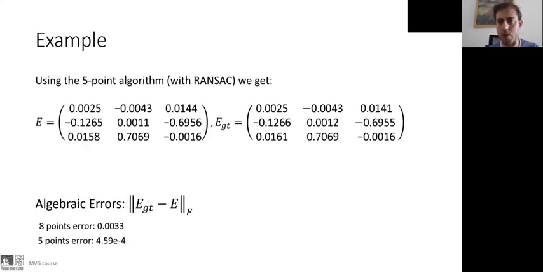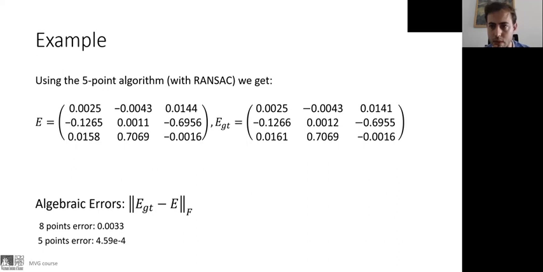But I just wanted to show you one specific example for that. So here I used the 5-point algorithm to calculate the essential matrix. And you can see that the solution in this case is very close to the ground truth. And if we measure the algebraic error of the ground truth from our estimated essential matrix in terms of Frobenius norm, you can see that in this particular case, I got much larger error by using the 8-point algorithm compared to using the 5-point algorithm.